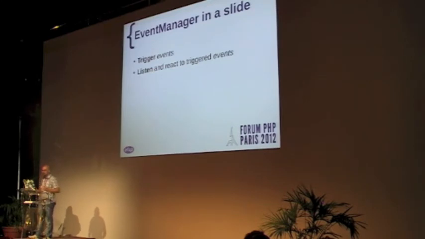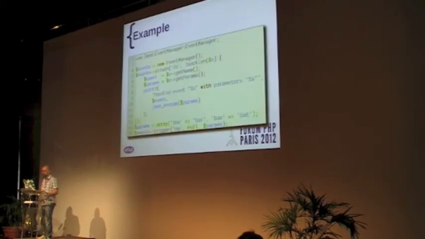The event manager is able to trigger events, and listen to and react to triggered events. That's it. So it's very simple. Here we have an example. We are attaching to the event manager the event do. This is an anonymous function, just to print some information getting from the input parameter.